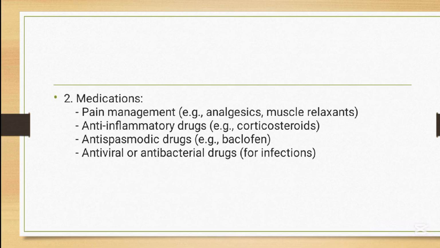Number 2 is medication, which is the most important in any kind of injury. Number 1 is pain management, for example, analgesics, muscle relaxants, anti-inflammatory drugs, for example, corticosteroids, antispasmodic drugs, for example, baclofen, antiviral or antibacterial drugs, for example, for infection.